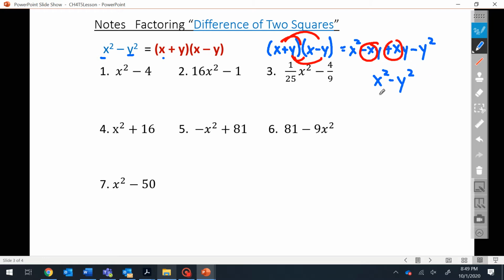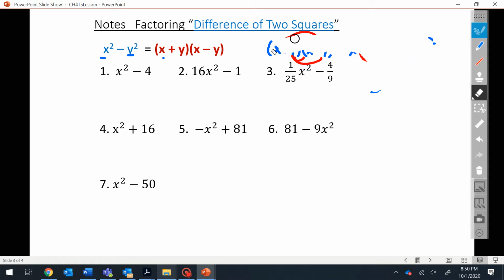So it turns out, if you have 2 squares being subtracted, you can factor it into this form as long as you know what the first square and the second square are. So let's look at what that looks like. And the key to this is writing the term as a square. So if we look at this one, x squared minus 4.